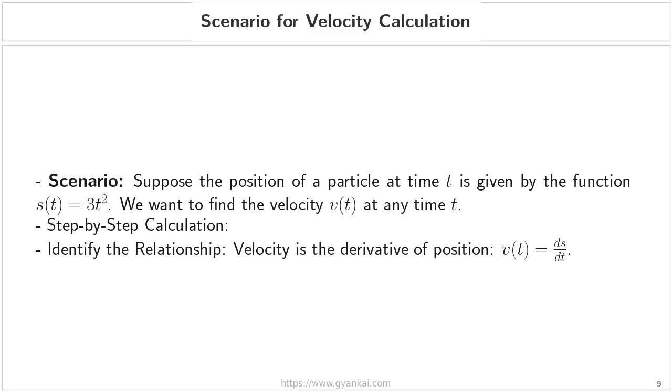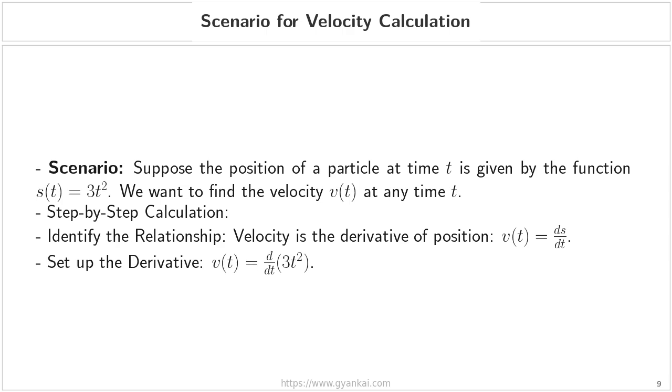First, we must identify the mathematical relationship between position and velocity. As we mentioned in the previous slide, velocity is defined as the derivative of the position function with respect to time. In mathematical terms, v of t equals ds over dt. Next, we set up the derivative by substituting our specific position function into the formula. This gives us v of t equals the derivative with respect to t of 3t squared.